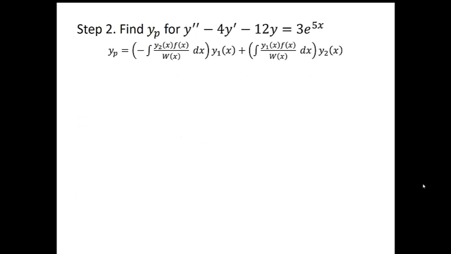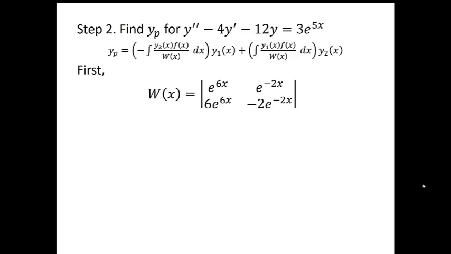Great. Now, in order to find the particular solution, we start by finding the Wronskian. So we want the determinant of the 2 by 2 matrix whose first row is y1 and y2, e to the 6x and e to the minus 2x, and whose second row is their derivatives. So 6 e to the 6x and minus 2 e to the minus 2x.